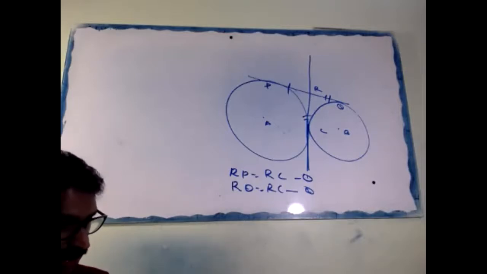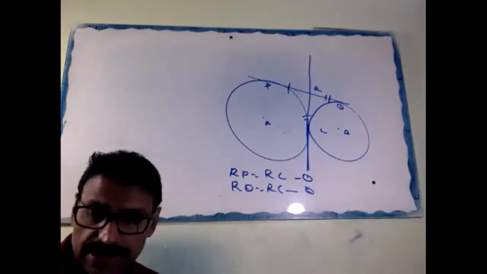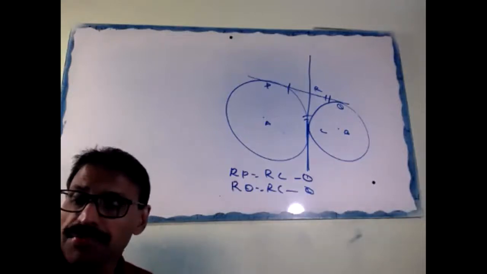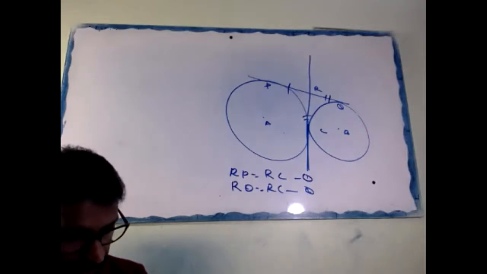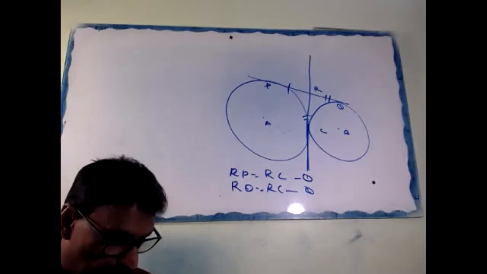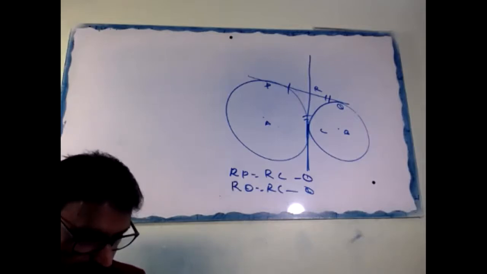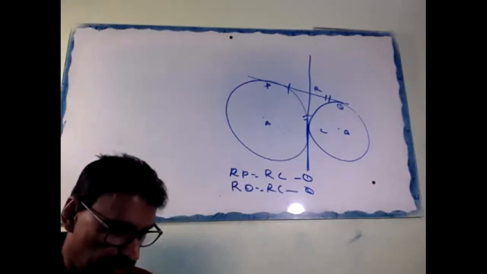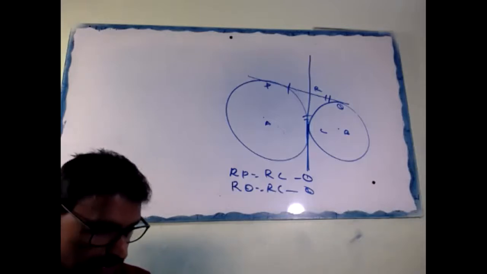Okay, so next question. If a hexagon ABCDEF circumscribes a circle, prove that AB plus CD plus EF equal to BC plus DE plus FA.